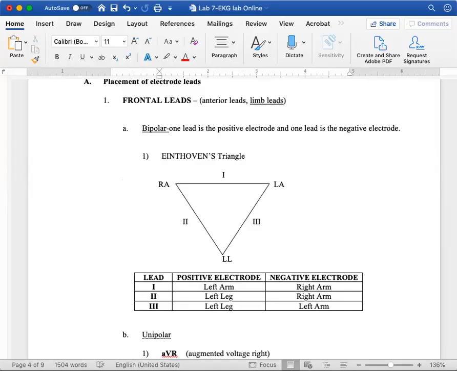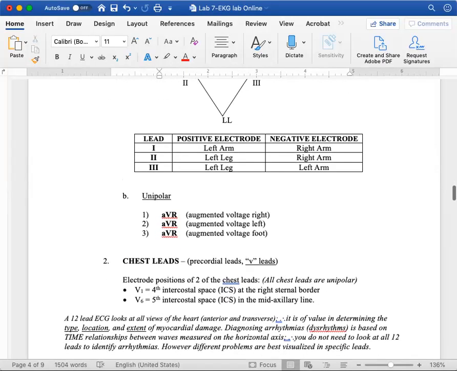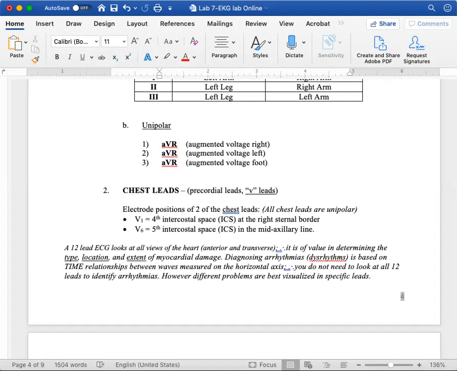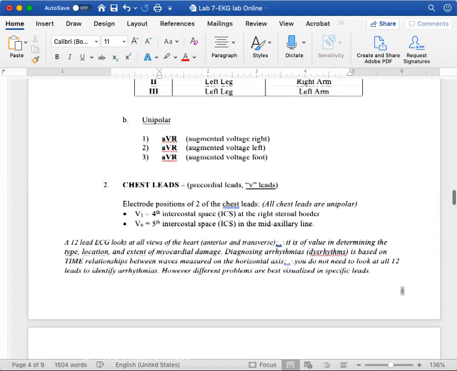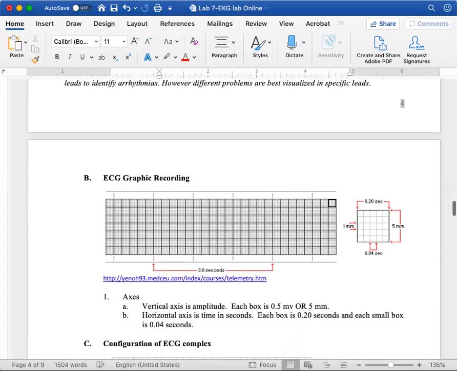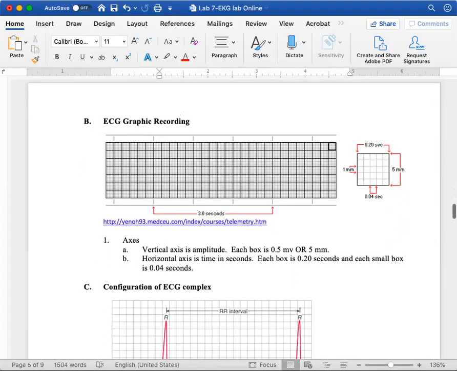So we're going to evaluate lead 2. We're not doing the augmented leads or the chest leads. What I recommend, if you're going on to your professional programs, is to take an EKG short course so that you learn how to interpret EKGs and rhythms.